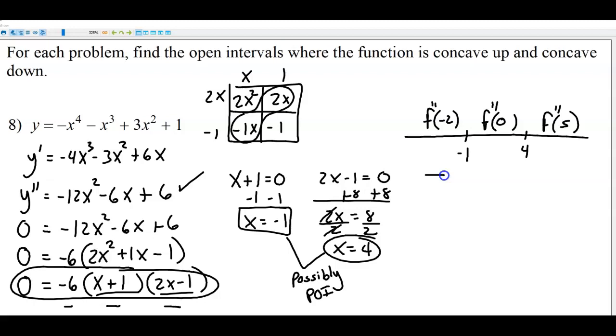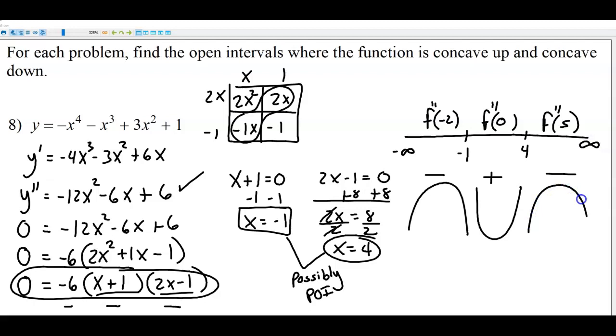If I were to plug in 0, I would end up with a positive. And if I were to plug in 5, I would end up with a negative. And what that means is that on the interval from -infinity to 1, we have a concave down. On the interval from -1 to 4, we have a concave up. And then on the interval from 4 to infinity, we have a concave down.